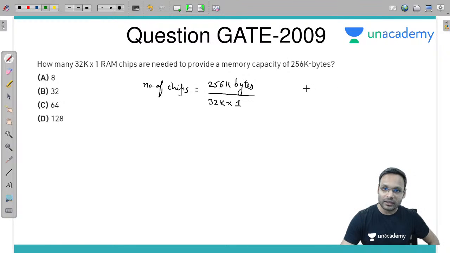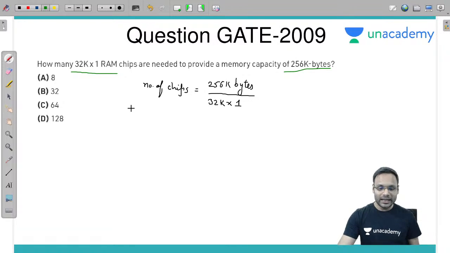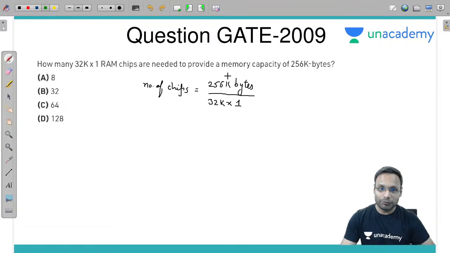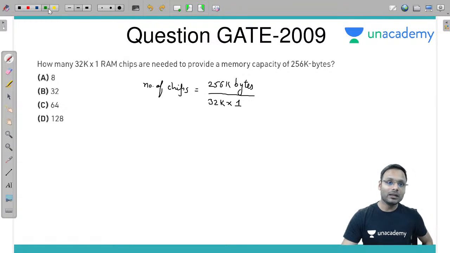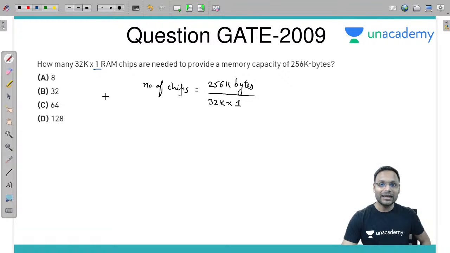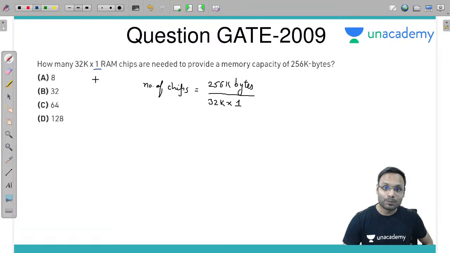Same thing is asked here. This is the total capacity you want, but you have chips of this much size only. Then how many chips are required? So I have written the formula. But the problem here is, what is this cross 1? Bit or byte? If I take it as byte, I will get one answer. If I take it as bit, then I will get some other answer.